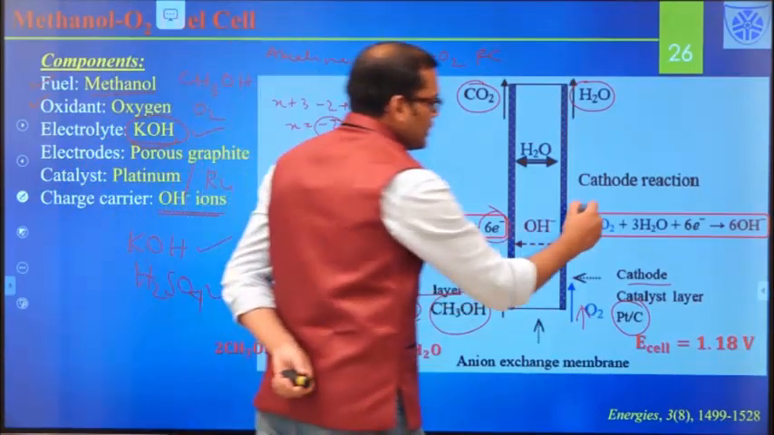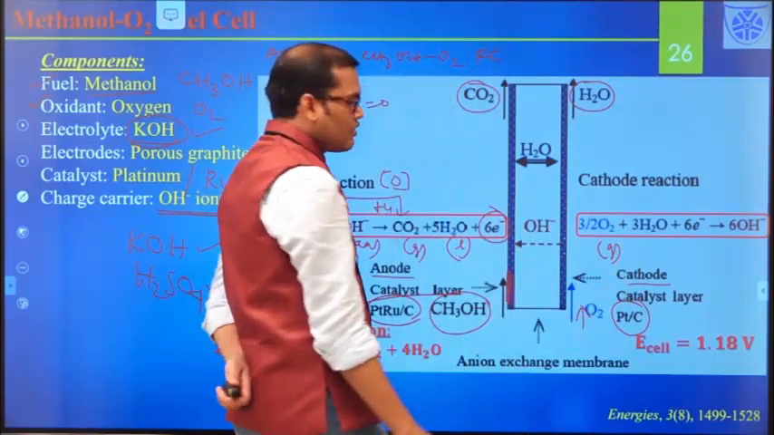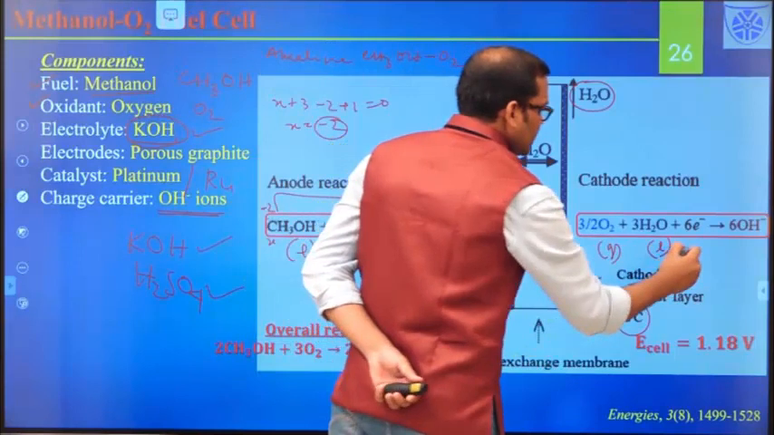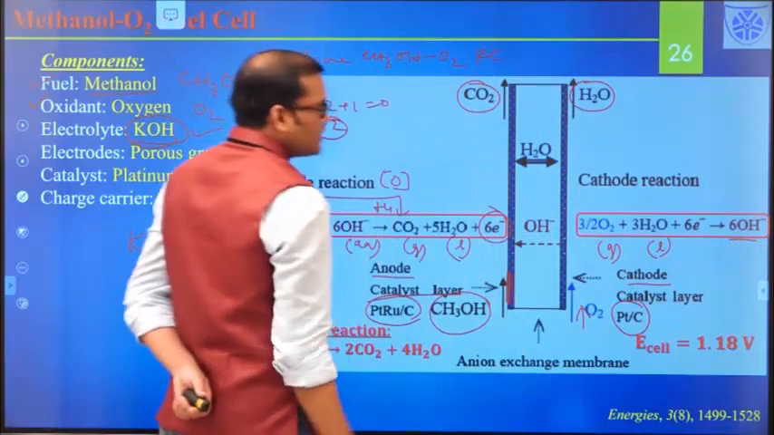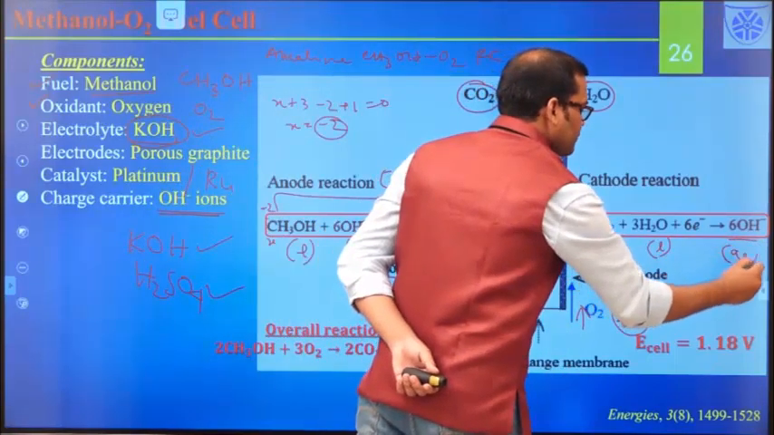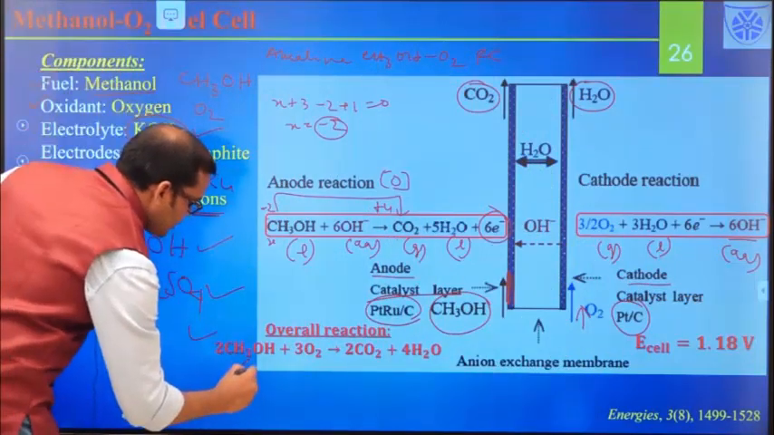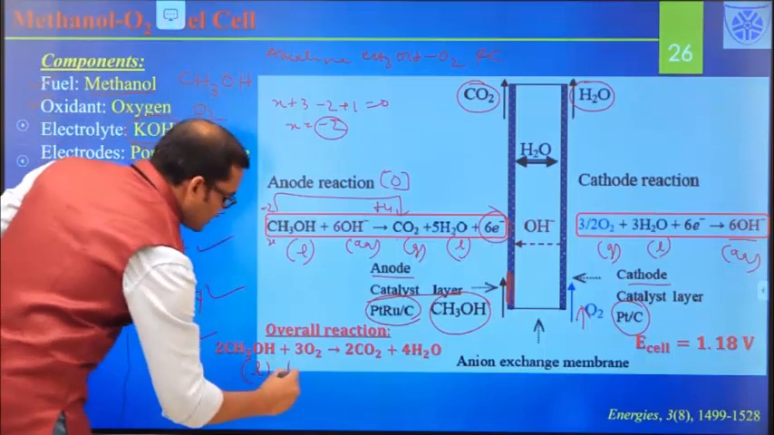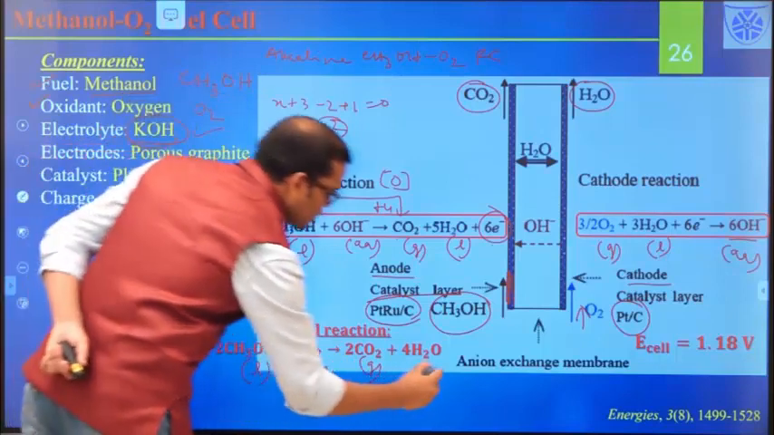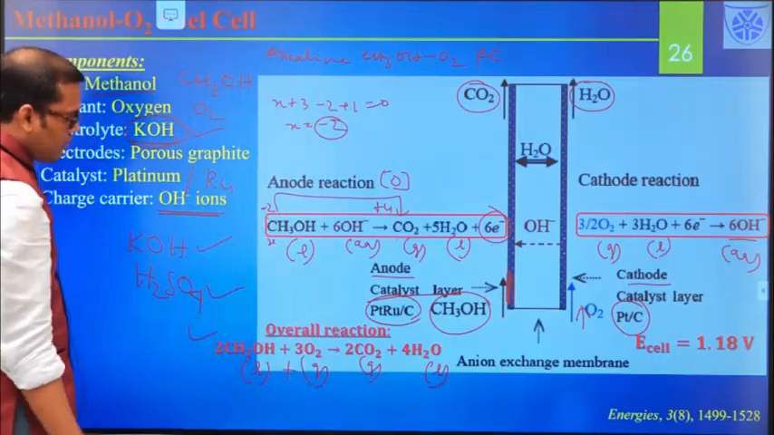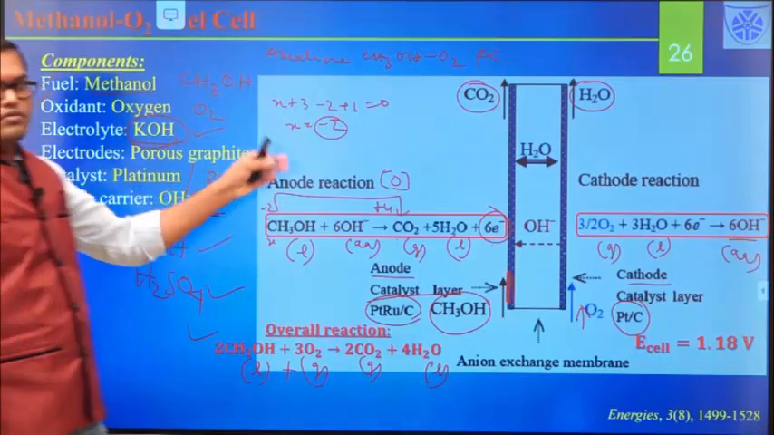At the anode, simultaneously oxygen, in gaseous form, is taking water, because it's the aqueous based electrolyte, and the 6 electrons which are coming from the external circuit, and it is converting to 6 OH minus, which is again in aqueous form. So the overall reaction is CH3OH in the liquid form plus oxygen in gaseous form, you are getting CO2 gas plus water liquid. So this is the overall reaction in the alkaline methanol oxygen based fuel cells.